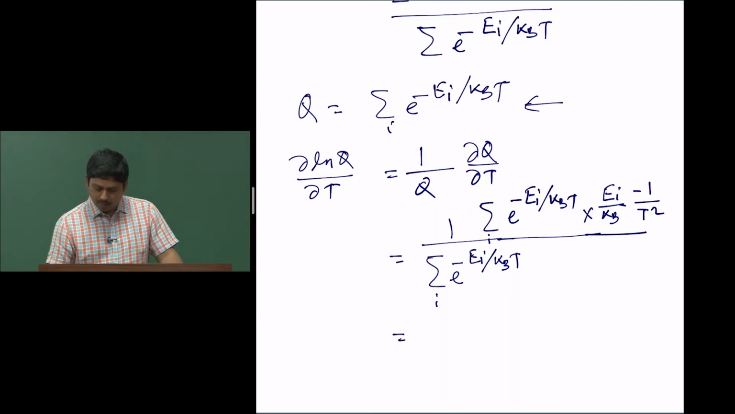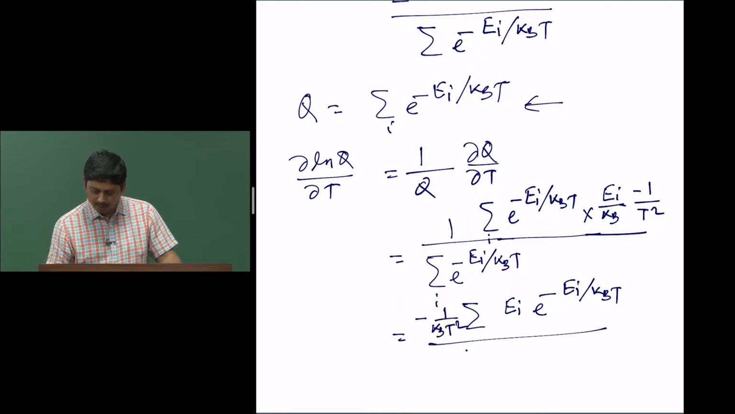So, let us simplify that. I get E_i e to the power minus E_i by k_B T. Outside I will get minus 1 by k_B T square, divided by e to the power minus E_i by k_B T.